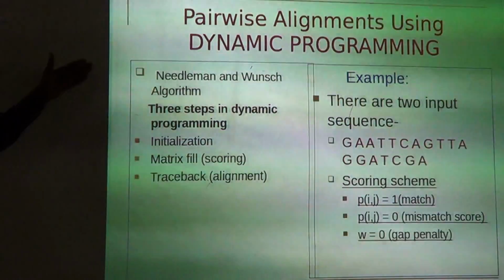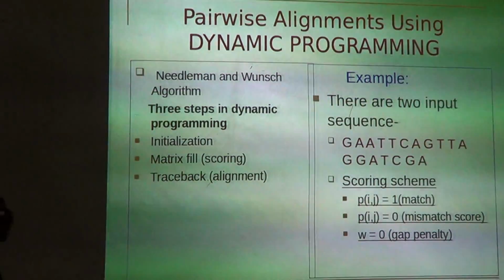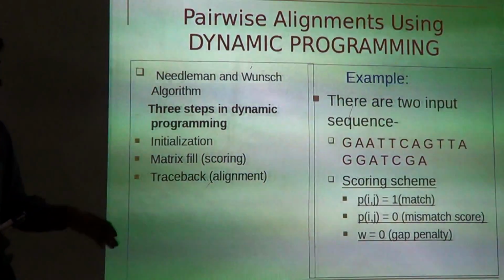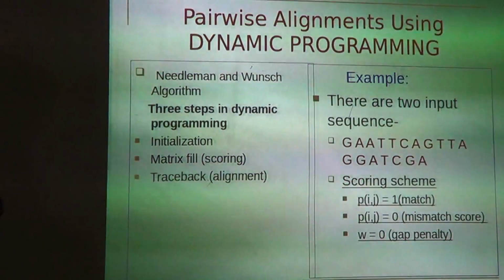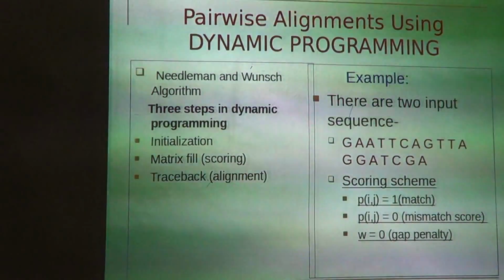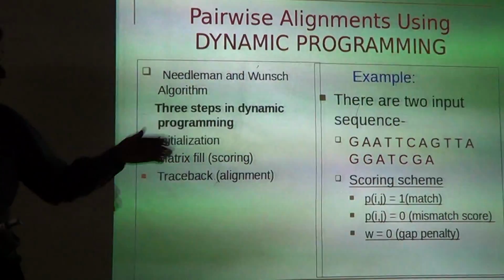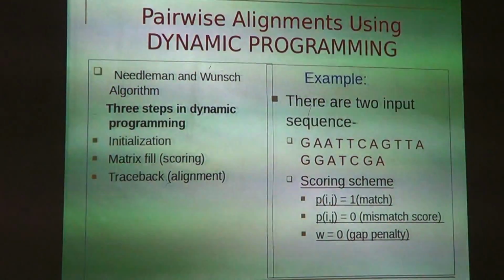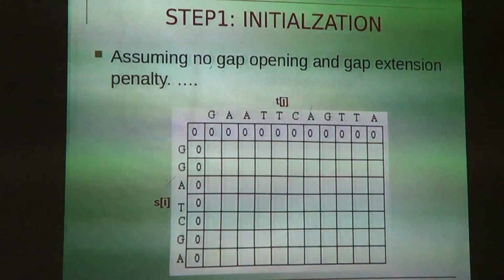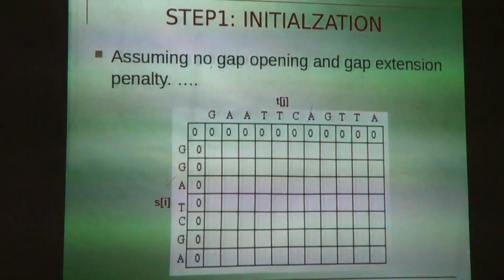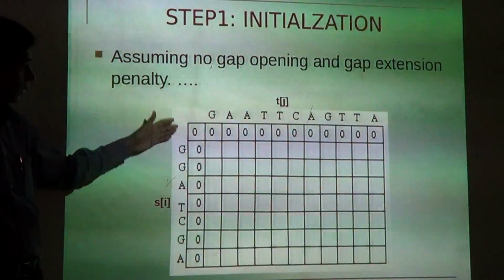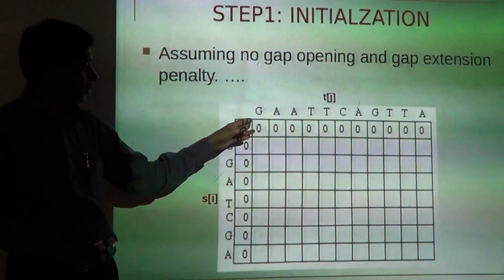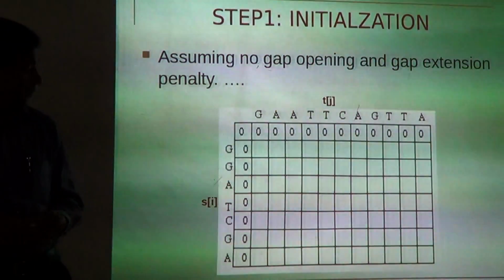This algorithm takes 3 stages. One is the initialization, then the matrix fill, and finally, after computing the matrix entries, we have to find the alignment by tracing back. As an example here, we see that 2 sequences are given. Initially, for the initialization, we fill the matrix like this, and the first row and column are filled with zeros, indicating that we have a gap penalty of 0.